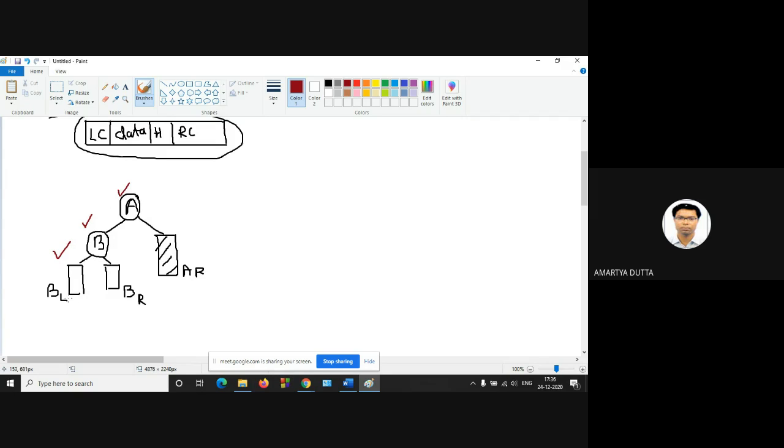Yes, sir. So insert the node X. Let us insert the node X in this position. Insert the node in this position. So this is the scenario. So what should I do?